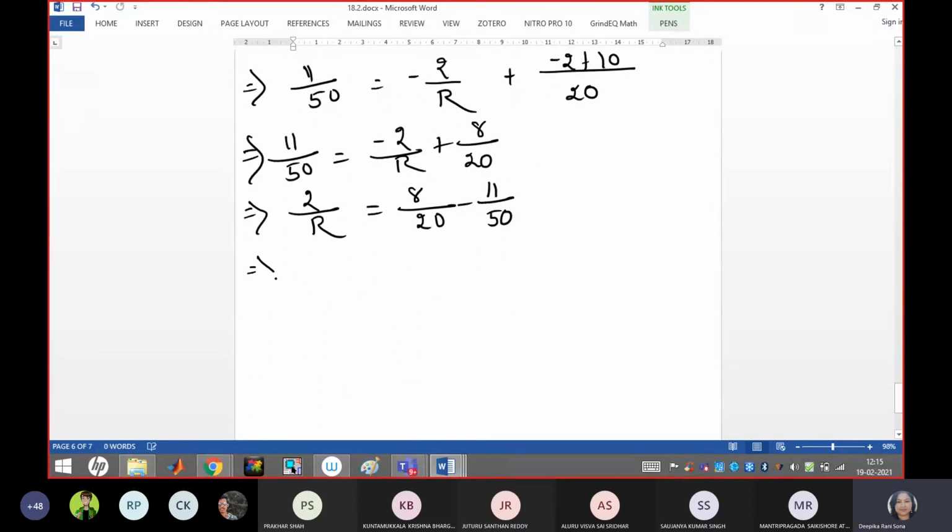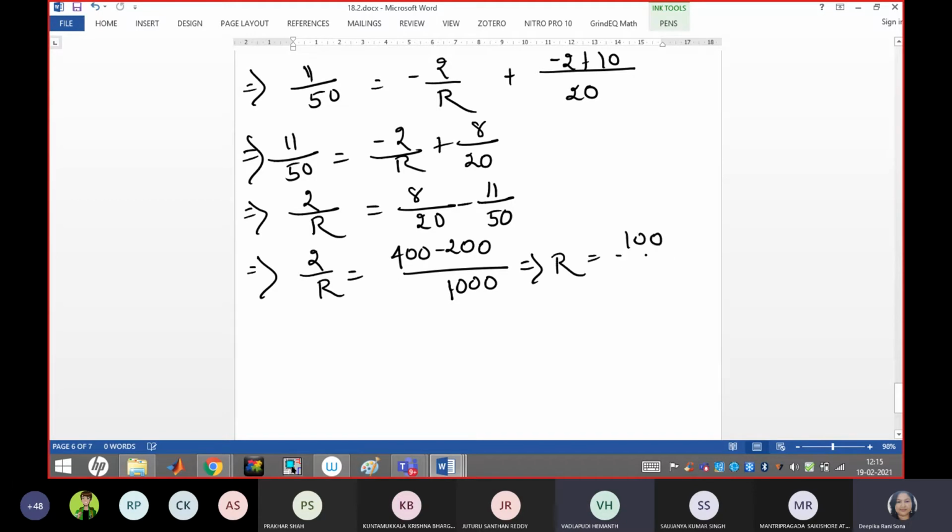Up to this you got 18 by 100. What is the final answer, guys? 100 by 9 kilo ohms, 11.111 kilo ohms, in kilo. This is the answer. Those who are not able to solve this, kindly refer this answer. Then we will come to the second question.